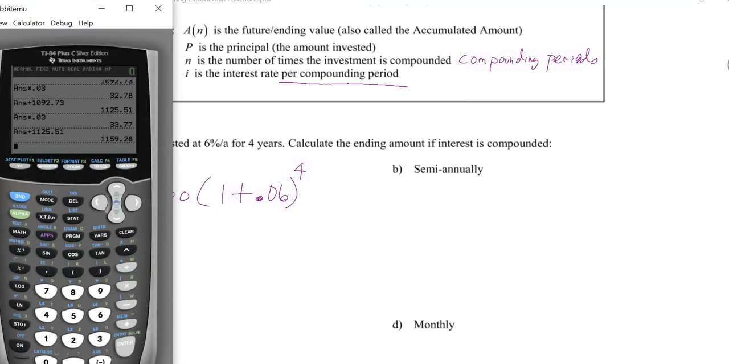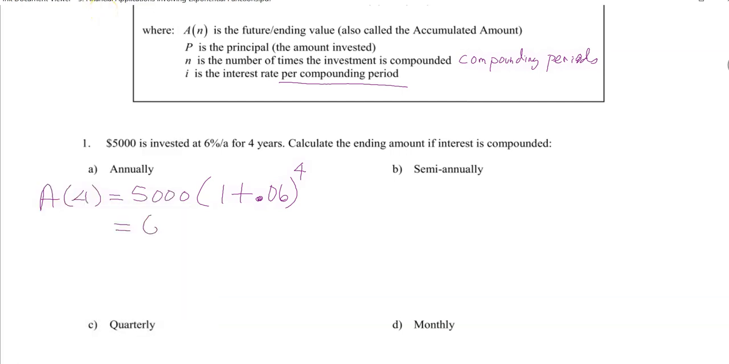Go to the calculator. So go 5,000 bracket 1.06 to the power of 4. And we hit enter and we see we'll have $6,312.38. So annually, once a year, interest rate 6% per year. We get that 6% once a year and we do it for 4 years.